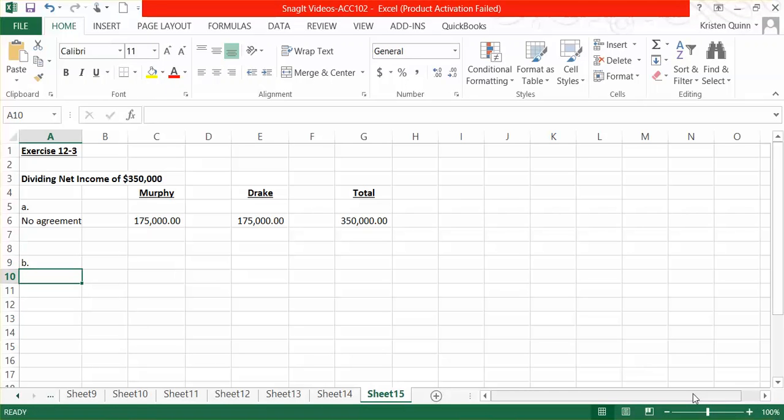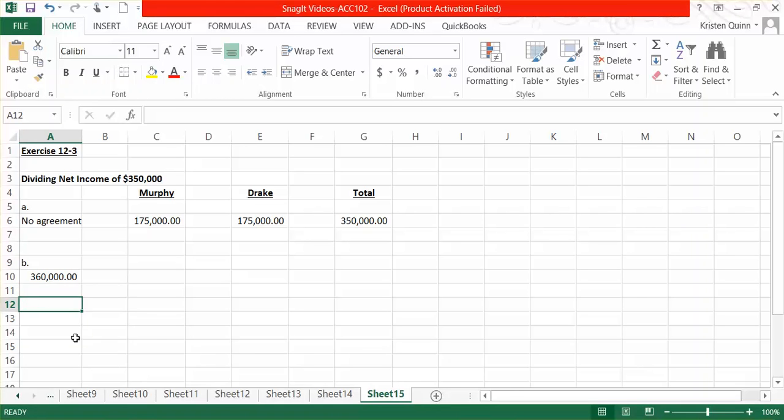In Part B, it says that we're going to divide out the net income in the ratio of original capital investments. The first thing that we need to do is to determine what that ratio is. They told us that in total we had $270,000 from Murphy and $90,000 from Drake. So the total value of the business is $360,000. We need to determine what fraction of that $360,000 was contributed by Murphy and what fraction was contributed by Drake.